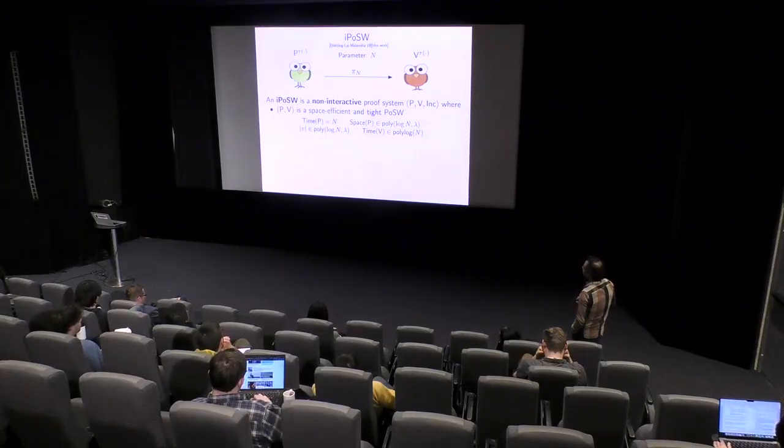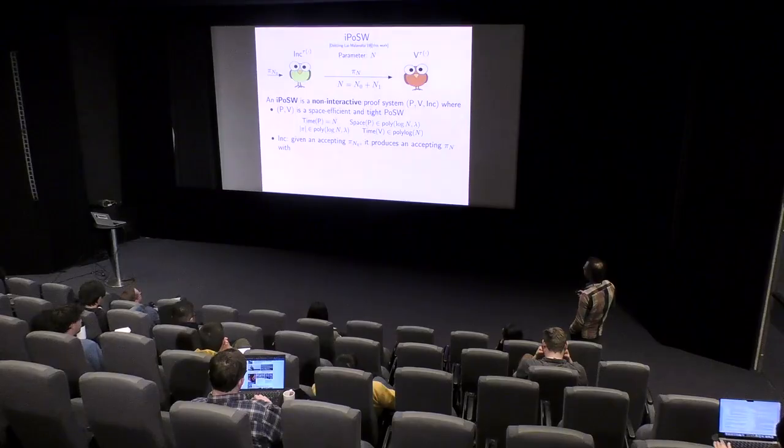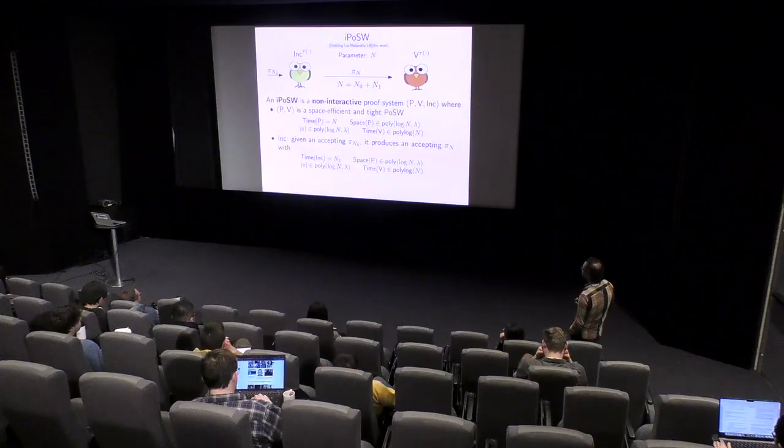And now we have the extra algorithm, the incrementation algorithm. The incrementation algorithm for n0, n1 that sum to n: if you give the incrementer a proof with respect to n0, then the incrementer would be able to generate an accepting proof for n, and it does so in time essentially in 1.